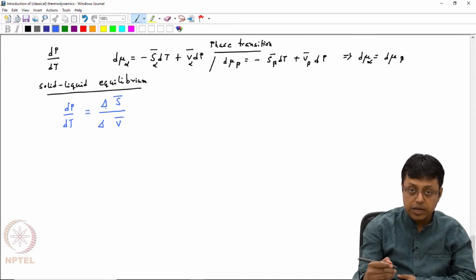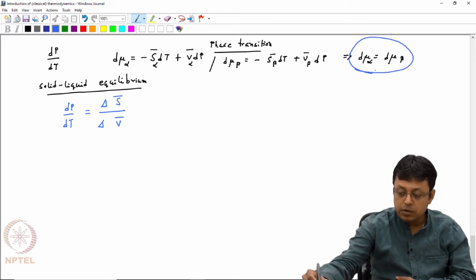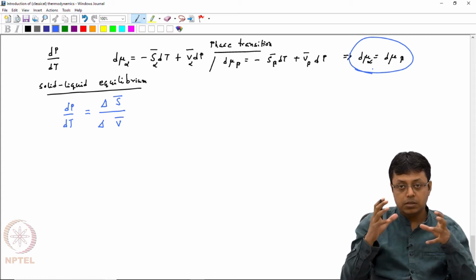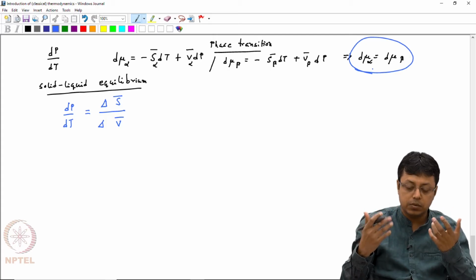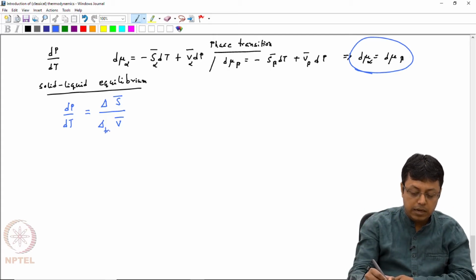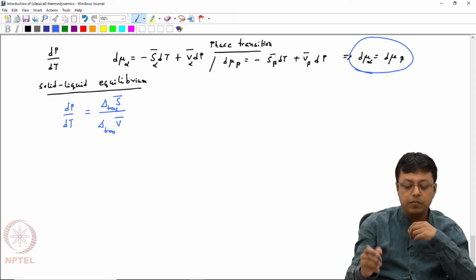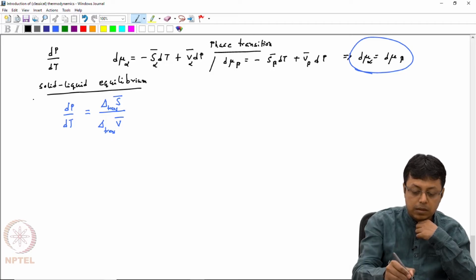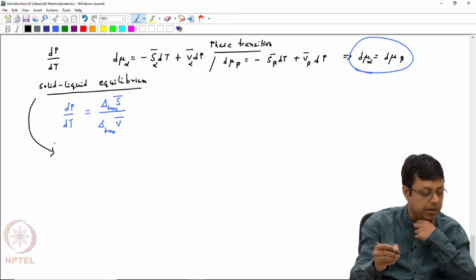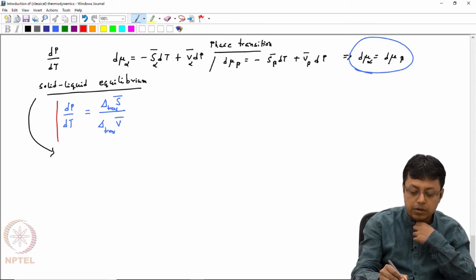Now this is the change during a phase transition, because only for a phase transition do we have the condition dμ alpha equals dμ beta, because the two phases are in equilibrium, which means the Gibbs free energies, or the chemical potentials, are equal. So we write it as a transition. Delta with the suffix transition means for a particular transition, for example solid-liquid equilibrium. This equation is known as the Clapeyron equation.